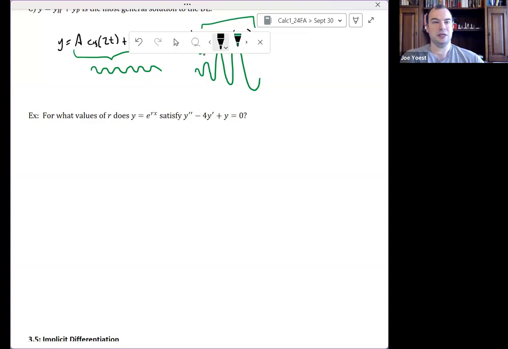Okay, this should be an easier problem than the last one. We need the first and second derivatives. Well, I have e to the stuff. Its derivative is e to the stuff times the derivative of the stuff in the exponent. Well, that just pops out an r.